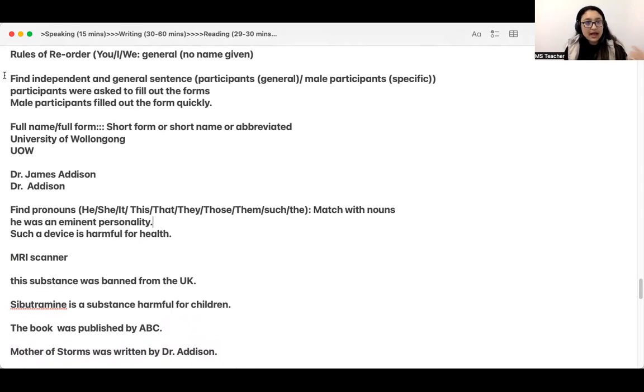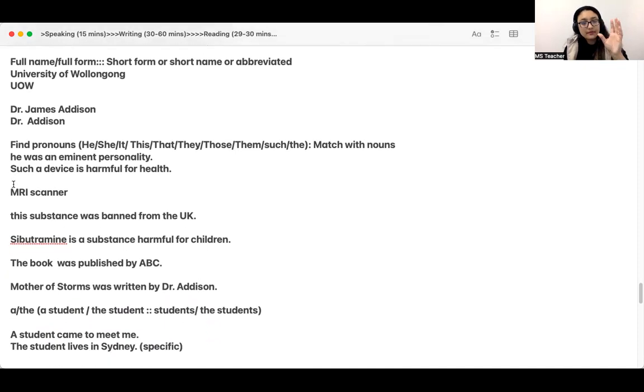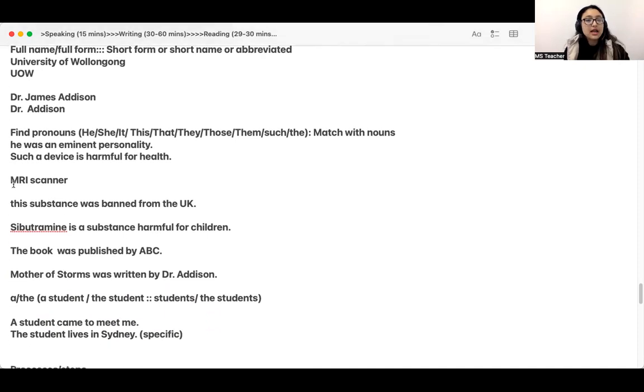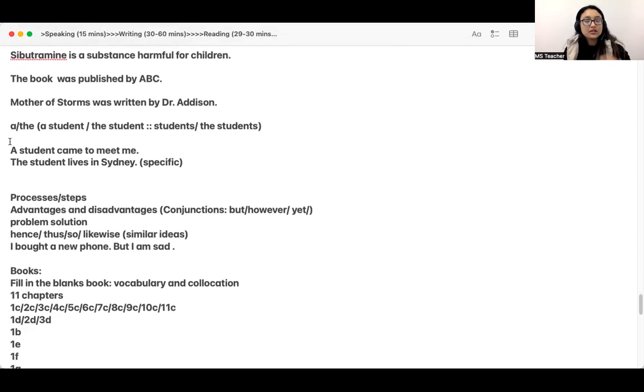Then comes full name and half name. Find those; the full name comes before the half name. Then comes pronouns. You find pronouns like he, she, it, and then match them with the nouns and put them together. Nouns will come before the pronouns. Then comes "a" and "the." "A" will come before "the" because "a" is used for general subjects and "the" is used for specific subjects.